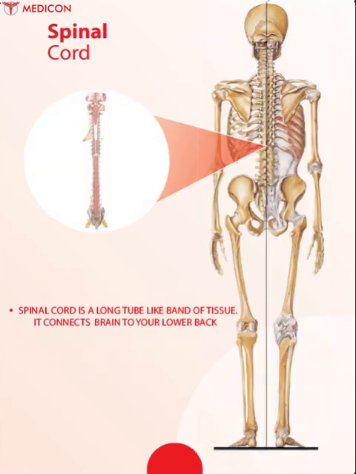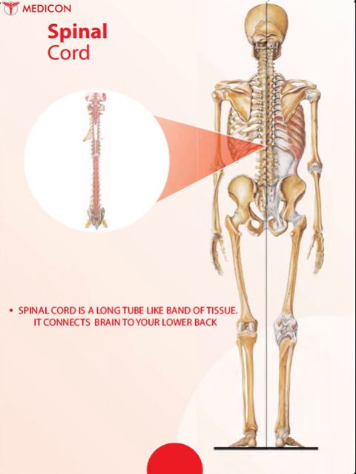Spinal cord. The spinal cord is a long tube-like band of tissue. It connects your brain to your lower back. Your spinal cord carries nerve signals from your brain to your body and vice versa. These nerve signals help you feel sensation and move your body, and any damage to your spinal cord can affect your movement or function.